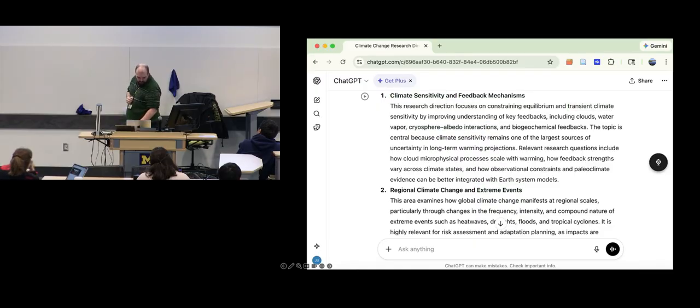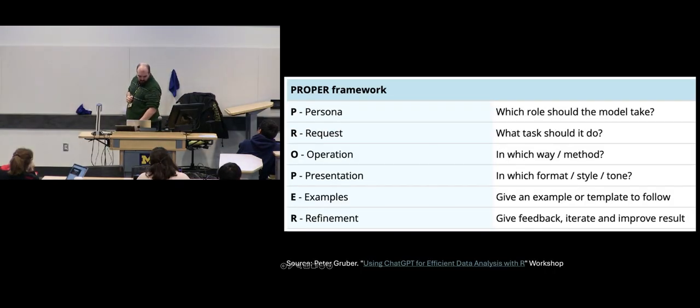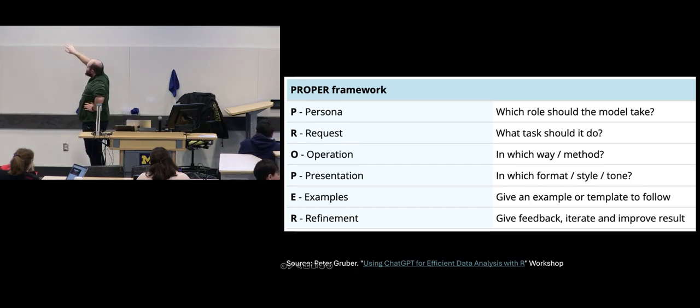And apparently I don't have something about examples and refinement, so I'll just talk about it quickly. I talked about giving an example earlier. Refinement is a really important part of this. You want to iterate and improve your results. So maybe the first time you gave the prompt, it wasn't satisfactory.